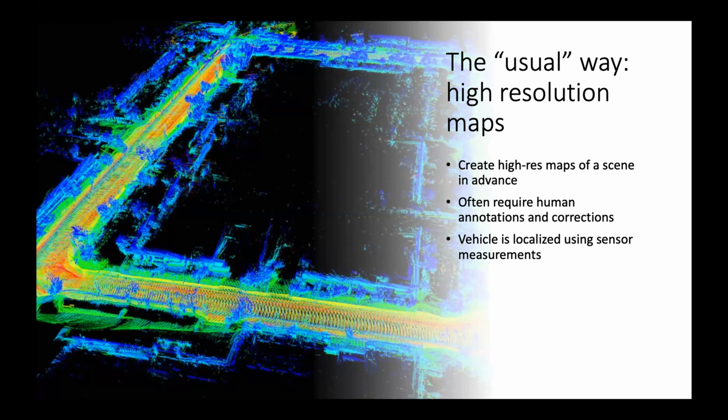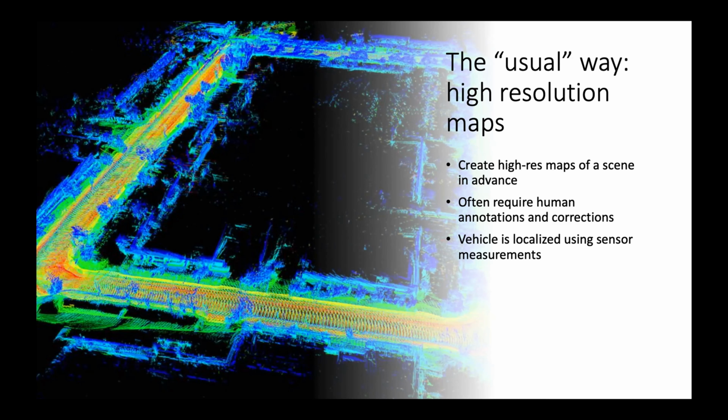The usual way autonomous driving is done is you build a high resolution or high definition map of the area you want to drive in. And this is where I really start my talk. I'll talk about a few issues with maps and then how we might be able to overcome them. So most autonomous driving systems need high resolution maps of the area they drive in.